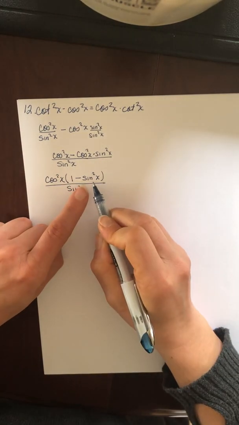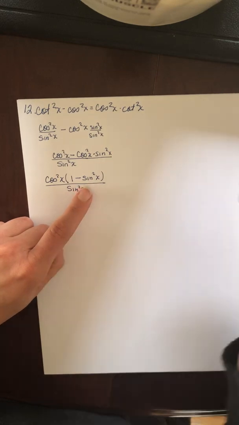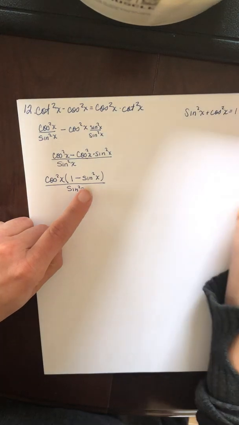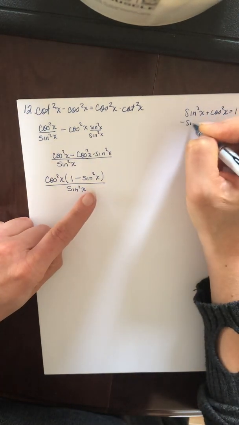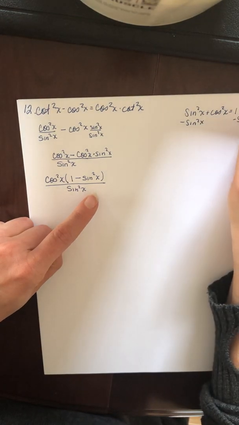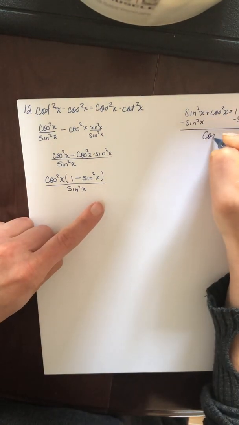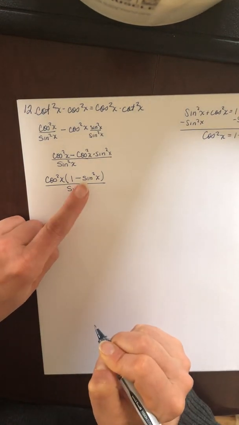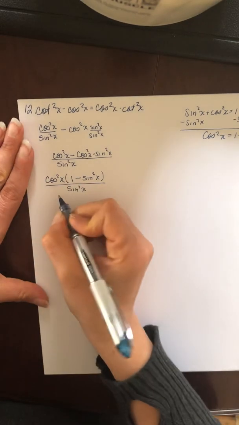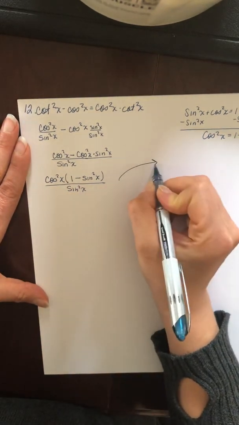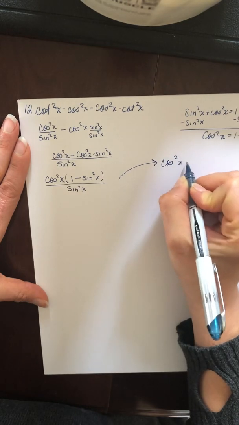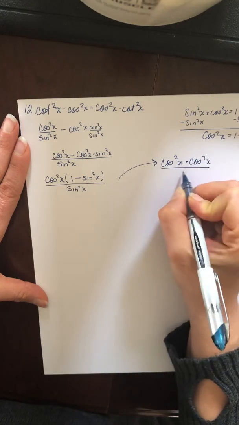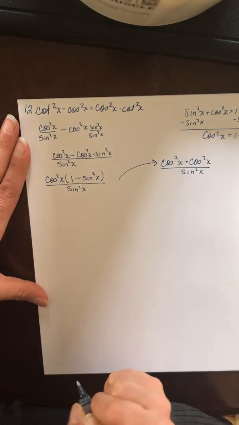And now I'm looking at this guy and I'm saying, hey, you look like my Pythagorean identity. So again, sine squared plus cosine squared equals 1. And I want 1 minus sine squared. So if I solve, I now have cosine squared is equal to 1 minus sine squared. Okay, so I'm going to go up here, and I'm going to substitute that in, and I'll pull this work over here. So I have cosine squared x times, I'm going to replace that, cosine squared x all over sine squared. So keep in mind what we want.